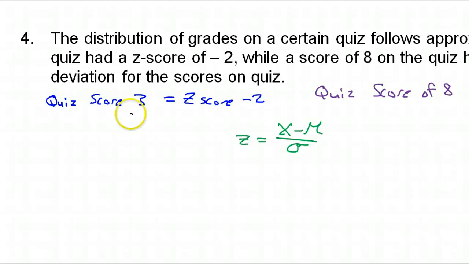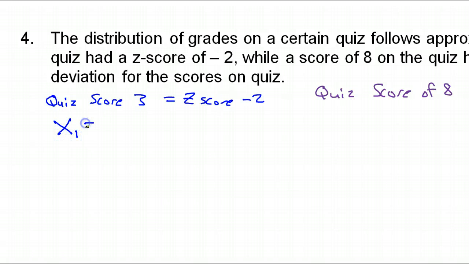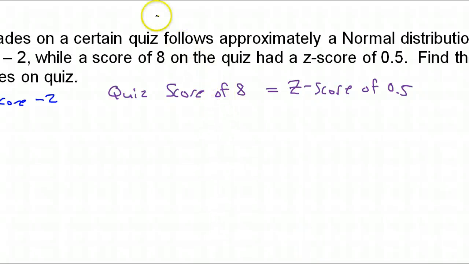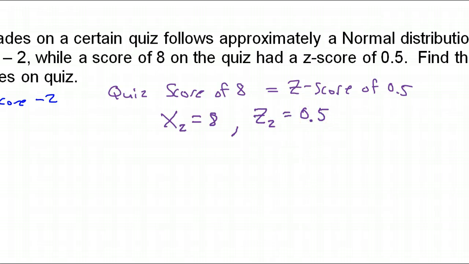Okay, let's break this down into x's and z's. Come back to that in a second. So in this first situation, what we have is the quiz score of 3. So we have x, let's call this x1 is 3, and let's call this z1 is equal to -2. Now, quiz score, again, is x. So we'll call this x2. x2 is equal to 8, and z2 is equal to 0.5.